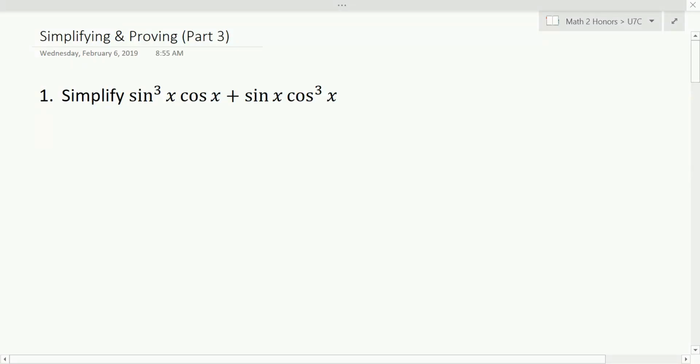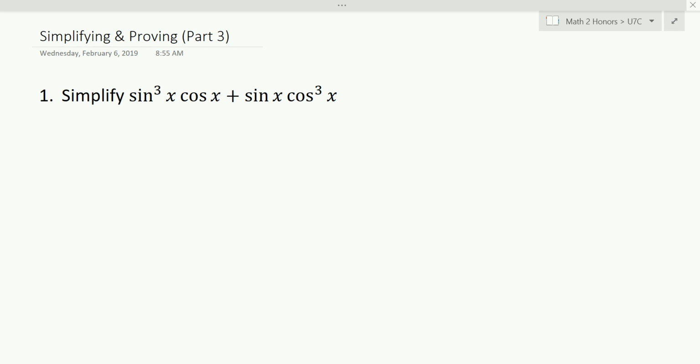Okay, so have your notes out. We're going to get started simplifying and proving part 3. And on this part here, there's no new trig identity that I need to give you. We're just going to look at more difficult problems in nature. Just work through some difficult problems together. And I'll point out a couple strategies as we look at these difficult problems.